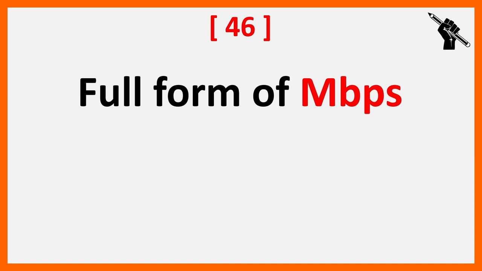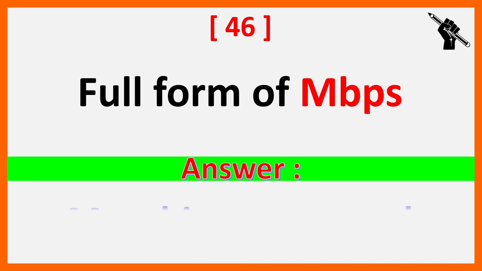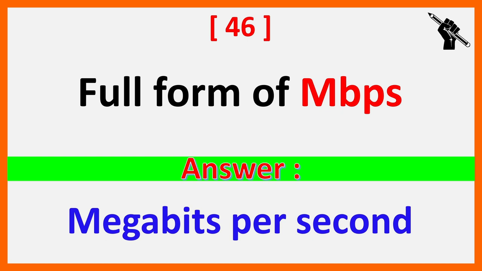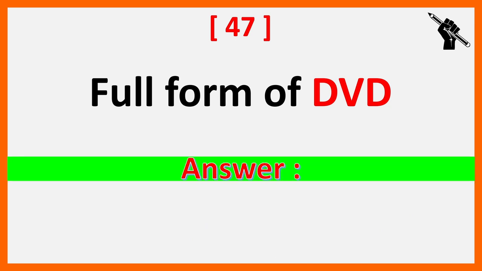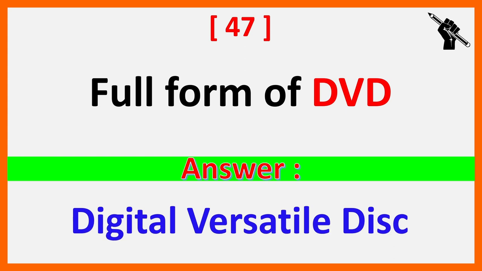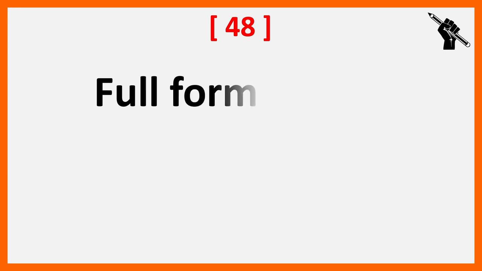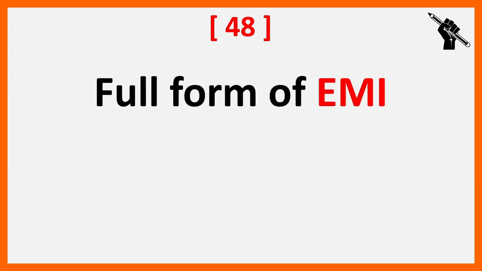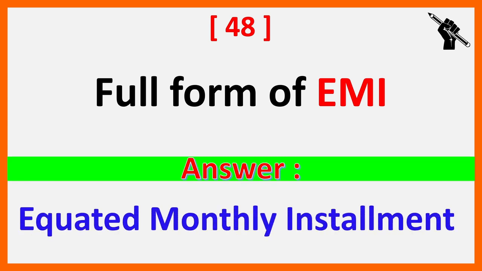Full form of Mbps. Answer: Megabytes per second. Full form of DVD. Answer: Digital Versatile Disk. Full form of EMI. Answer: Equated Monthly Installment.